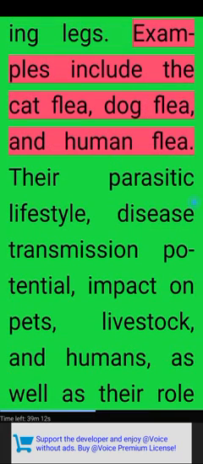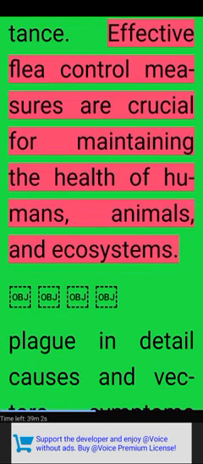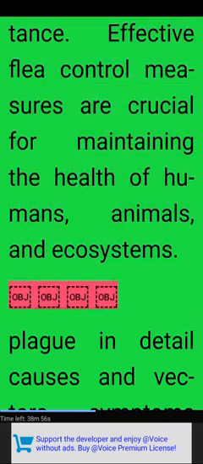In summary, fleas, Siphonaptera, exhibit diagnostic characteristics such as specialized mouthparts, flattened bodies, and strong jumping legs. Examples include the cat flea, dog flea, and human flea. Their parasitic lifestyle, disease transmission potential, impact on pets, livestock, and humans, as well as their role in research, contribute to their economic importance. Effective flea control measures are crucial for maintaining the health of humans, animals, and ecosystems.